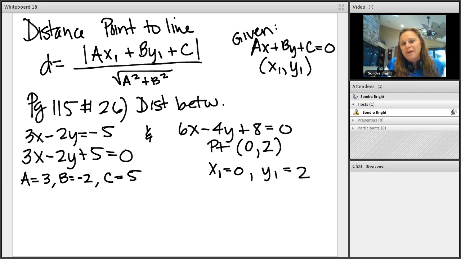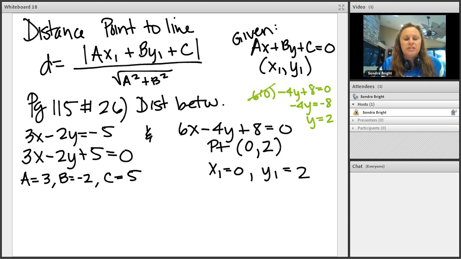I saw 4 went into 8, and I guess I should have shown you the work. I went, okay, 6 times 0 minus 4y plus 8 equals 0. So that goes away. You get negative 4y equals negative 8, which gives you y is 2. So I plugged a 0 into x. You could have chosen anything. You could have chosen a 1 to plug in. I was just trying to do something easy peasy and simple. Plugged a 0 in, solved for y, and got this point that I'm going to plug in.